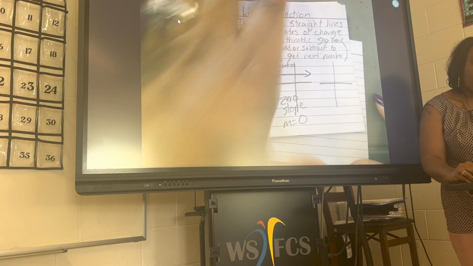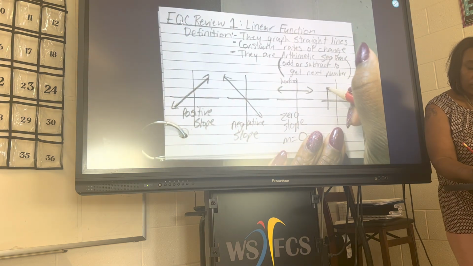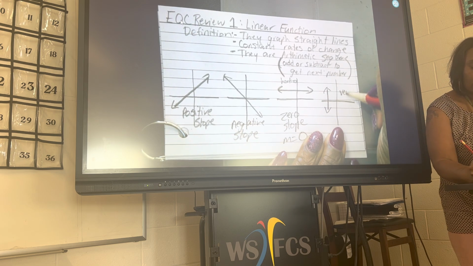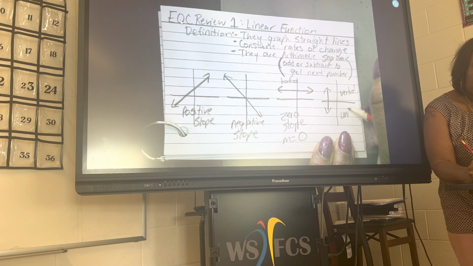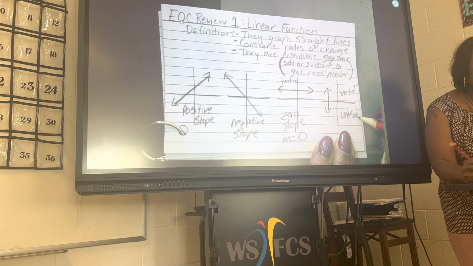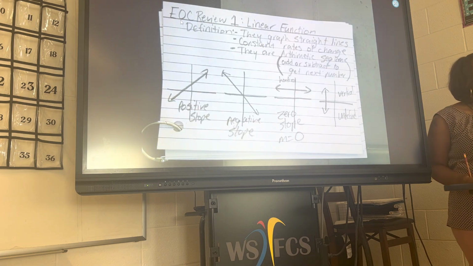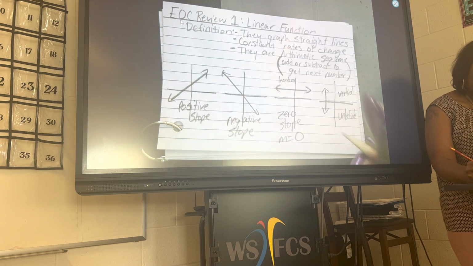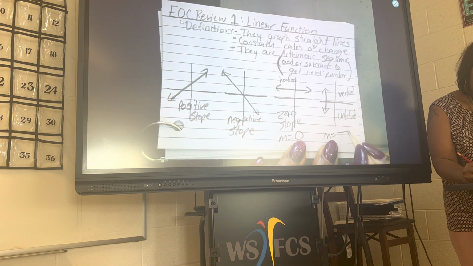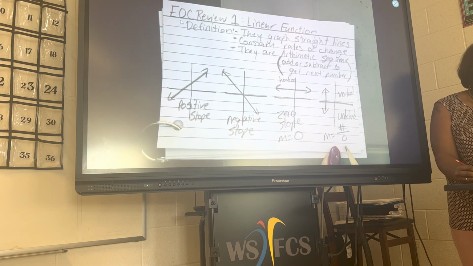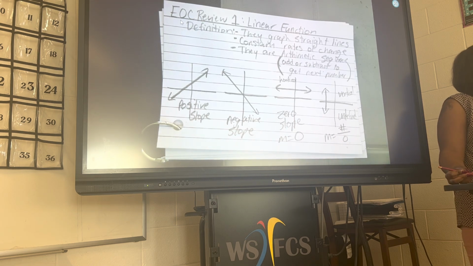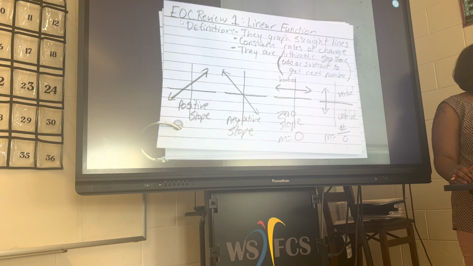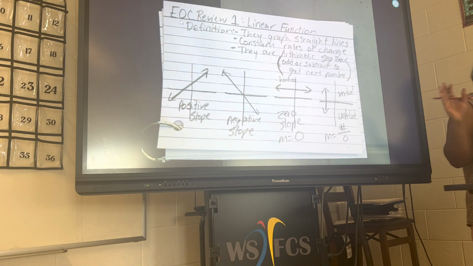And then what kind of slope does a vertical line that goes straight up and down have? Undefined slope. That means that you have a number that's on top, but 0 ends up being on the bottom. Anytime you have 0 on the bottom of a fraction, that's undefined. You can't divide a number by 0. You can't do that, okay? This is undefined. Any questions about that?